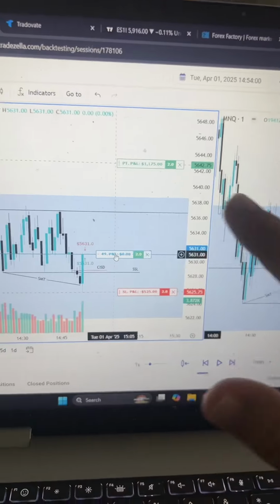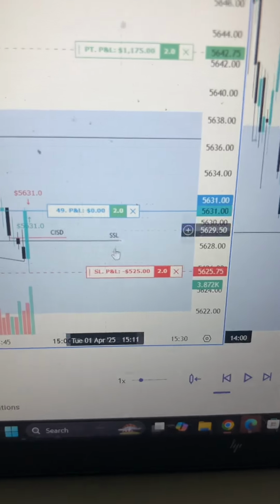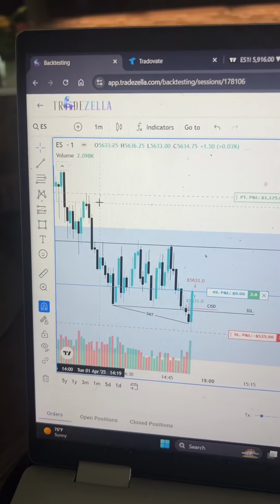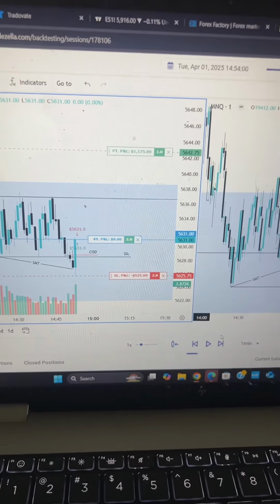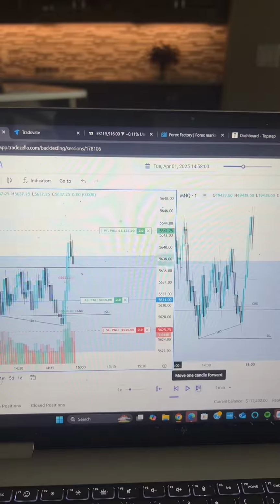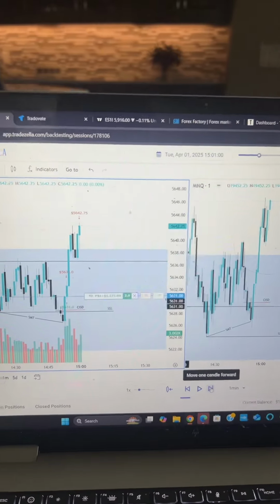Now this is a 100K account, so I risk 0.5% of it, so about $500, and I try to target 2 RR, so this liquidity on the upside. So let's see how this plays out on both. And boom. Easy dub for a 2 RR.